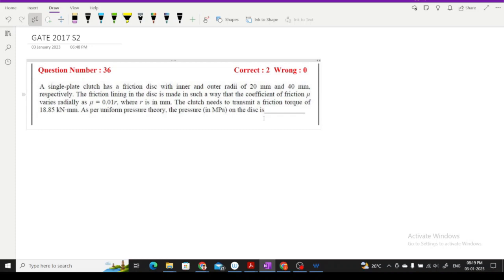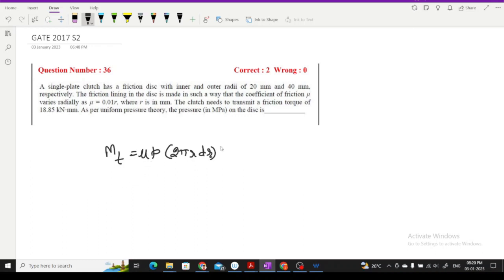So what we have written for that uniform pressure theory in case of this frictional torque, anyone remembers? Actually what this 2 pi r dr was the area, right? And that into P is the pressure, so this is the force. So we have multiplied it with coefficient of friction, so the frictional force, and then again we have multiplied it with r to get the torque. Right? This is what we have done. Correct?